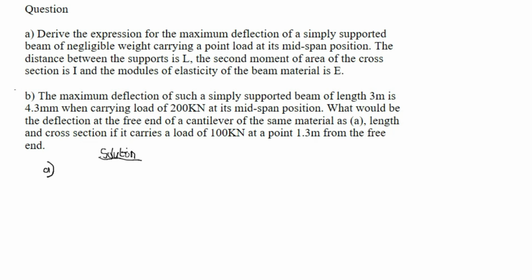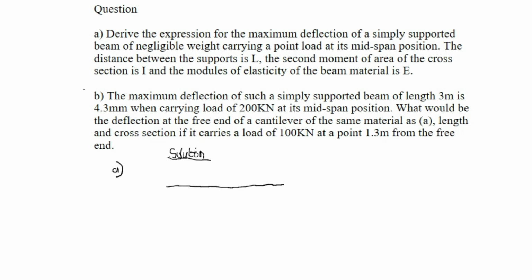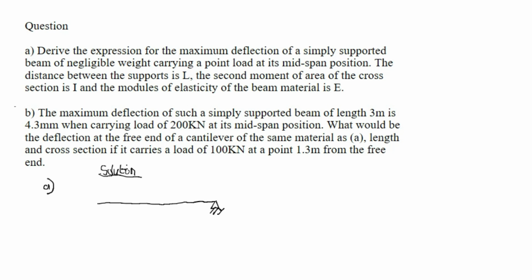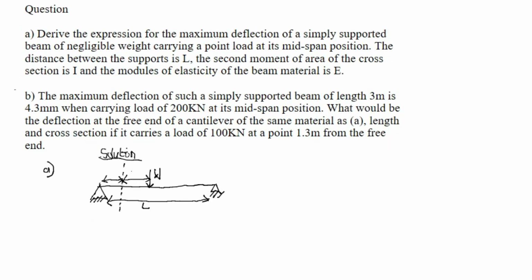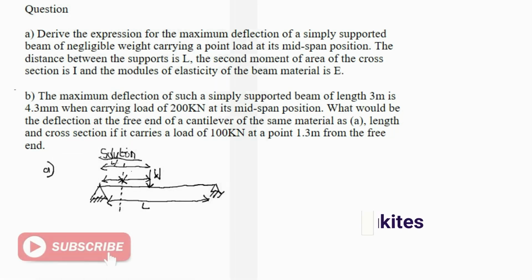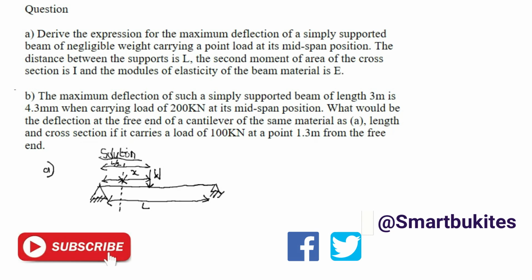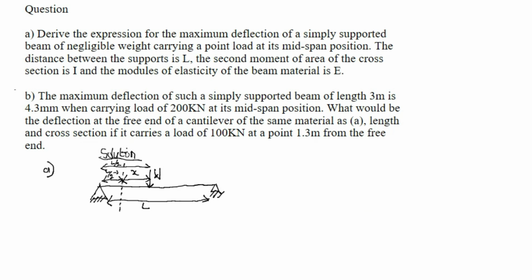For the A part, we have a simply supported beam with supports at the end, and it has a length L, that is the distance between the two supports, and a concentrated load W at midspan, or acting at the middle. So we are to examine the left part away from the load. Having a total length of L, dividing such length into half, we get L over 2. If this part is X, the remaining part will be L over 2 minus X.